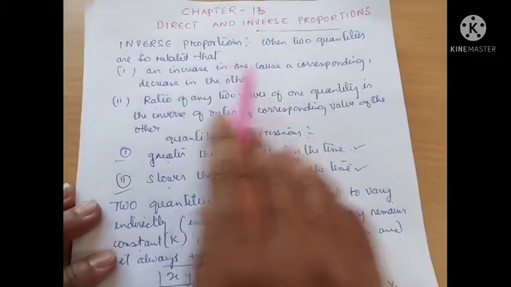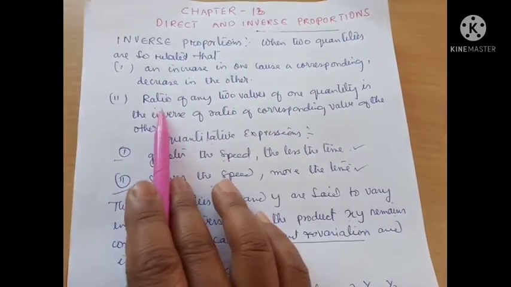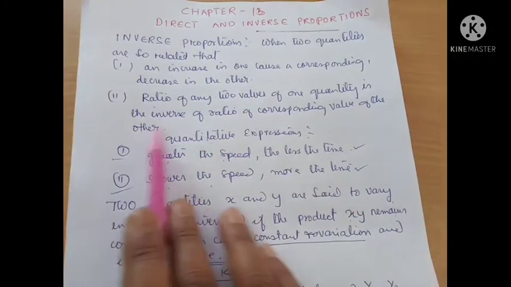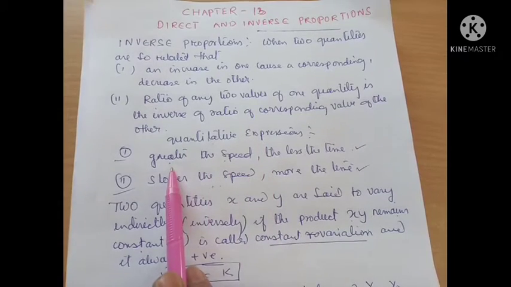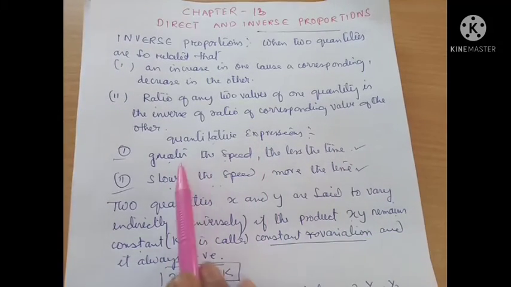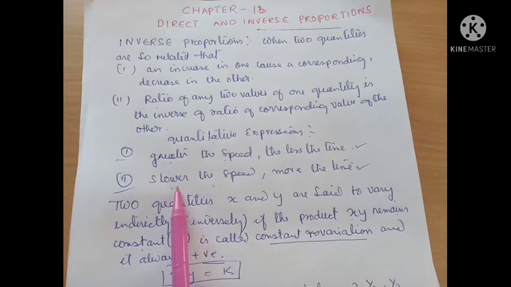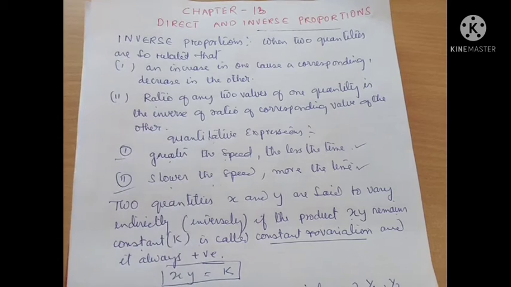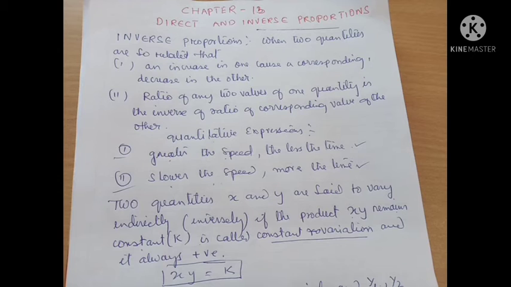What is inverse proportion? When two quantities are so related that an increase in one causes a corresponding decrease in the other. The ratio of two values of one quantity is the inverse of the ratio of the corresponding values of the other. One example: the greater the speed, the less the time. When the speed is increased, the time taken will be less. And when the speed is less, the time taken will increase. That means in inverse proportion, when one is increased, on the other side there will be a decrease.